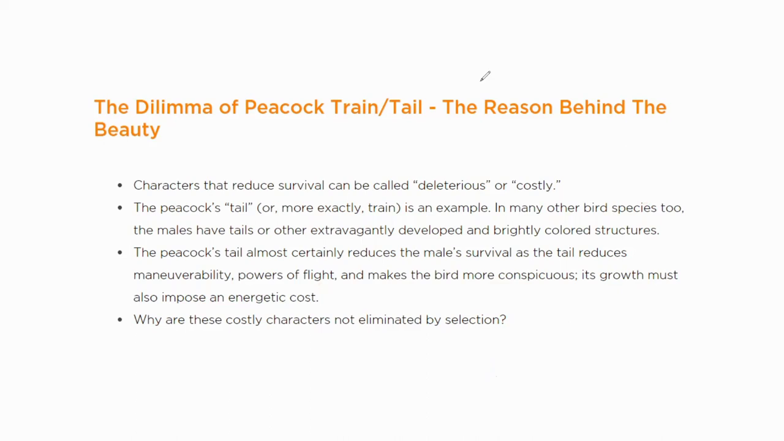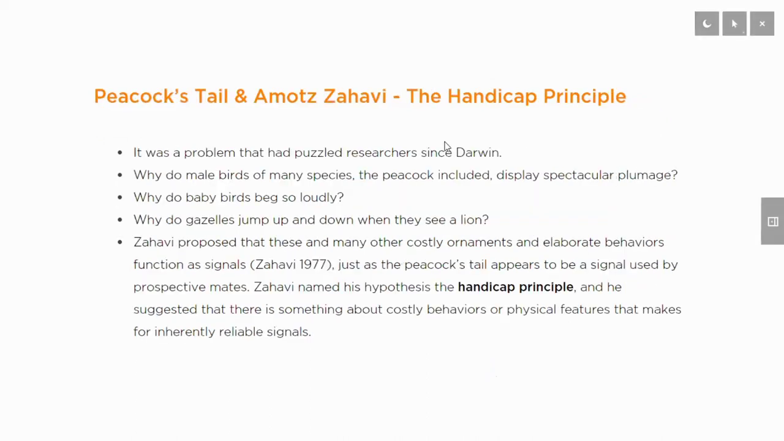Okay, so we are just moving to the next slide. Such structures just bewilder the scientists, like Darwin. Such structures also perplexed Darwin and similarly the other scientists. But why do such structures exist? This is not only the case with the peacock train, but also the case with why the gazelle jumps up and down when it sees a lion, and there are so many other things.